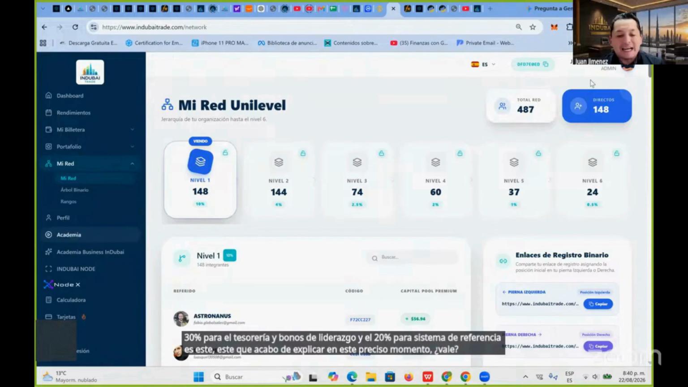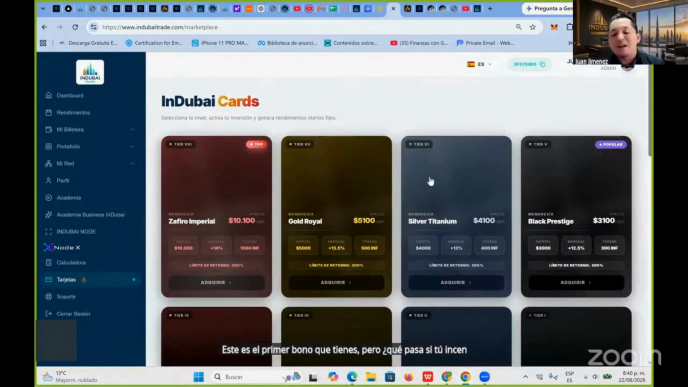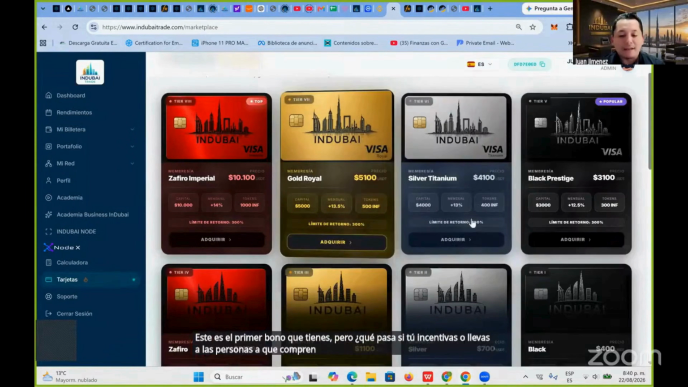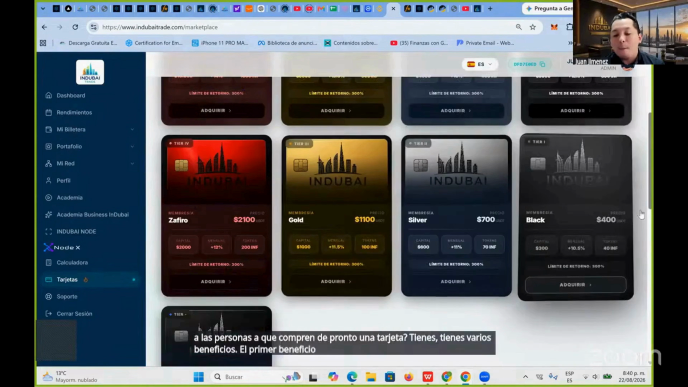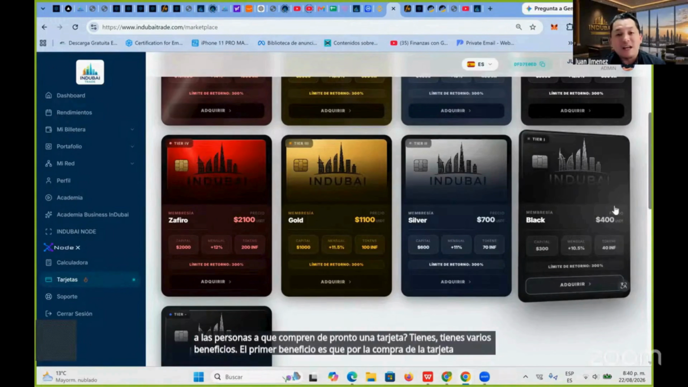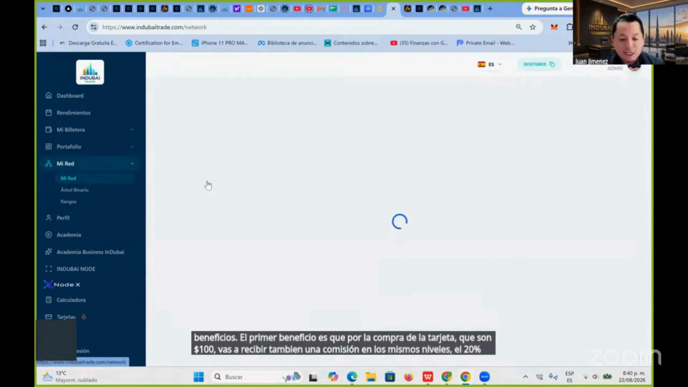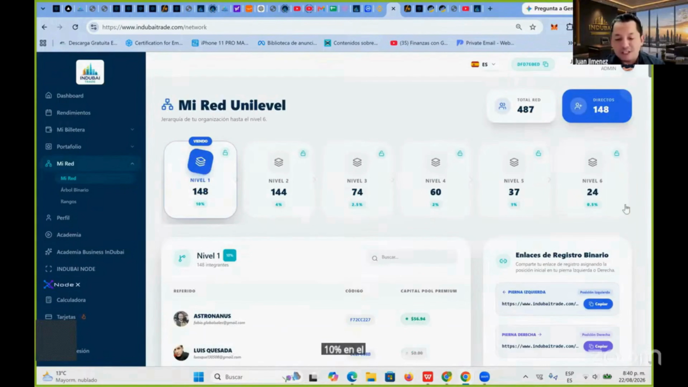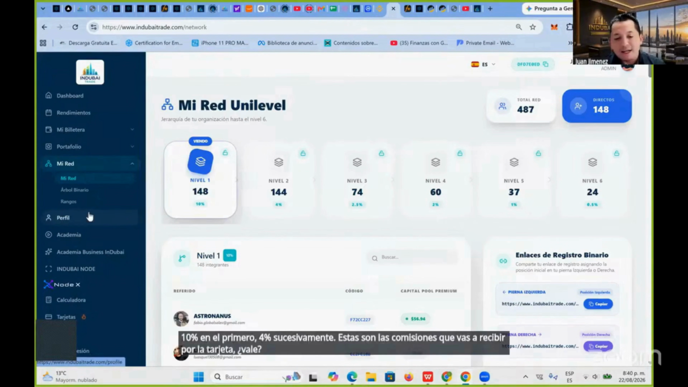Now, this is the first bonus you have. But what happens if you incentivize or get people to buy a card, for example? You have several benefits. The first benefit is that for the purchase of the card, which is $100, you will also receive a commission on the same levels, 20%, yes? 10% on the first, 4% successively. Those are the commissions you will receive for the purchase of the card, okay?